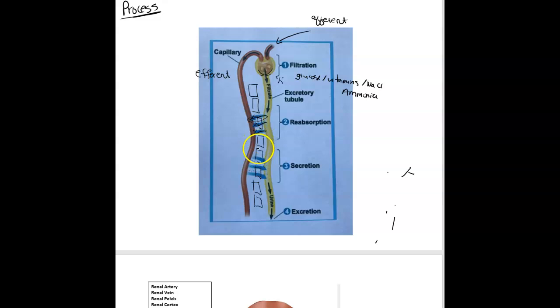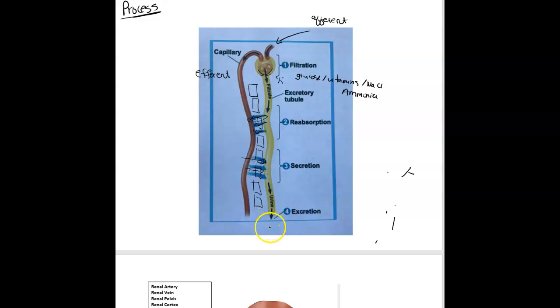So we have reabsorption, but then as we go through, we're going to see that there's going to be more ammonia, more things that we want out. Sometimes maybe some sodium is going to be passed out. So we're going to secrete. From the transport epithelium, we're going to be secreting the toxins that we want to get rid of. As it goes through, it becomes more and more concentrated, more and more toxins are being removed, and all the good stuff is coming out.